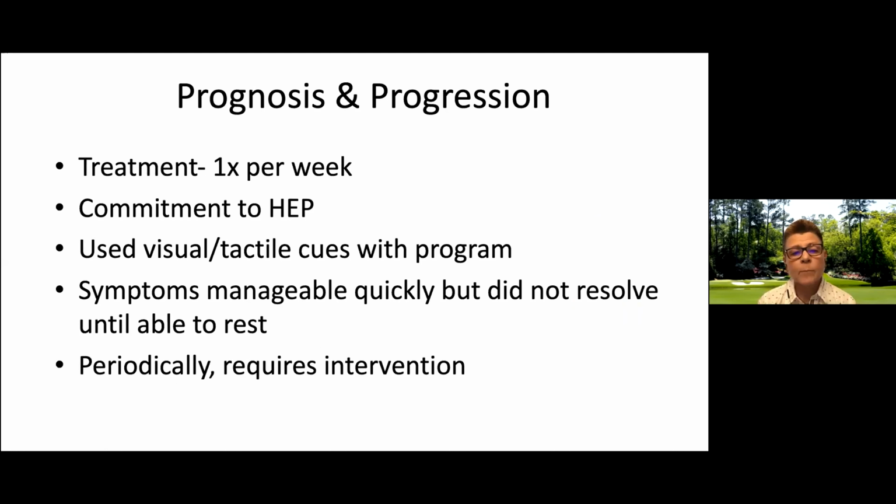His prognosis and progress: we were treating him 1 time a week. He had a huge commitment to his home exercise program and was very communicative when he needed help progressing his program. We gave him some visual and tactile cues with the program that we were able to then transfer to his landscape activities. His symptoms quickly became manageable, but they didn't really resolve until he was able to have an extended period of rest in his down season. He periodically still checks in for increased intervention or change in his home exercise program.